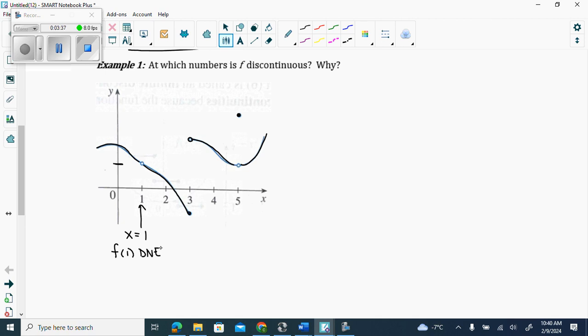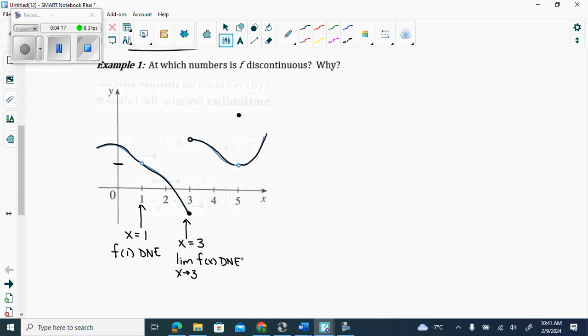Where's the next place it's not continuous? Yeah. 3. Is it because f of 3 doesn't exist? No. F of 3 does exist. It's this dot, correct? Why is it a problem? Why is it not continuous? So the left of 3 approaches some negative number. The right of 3 approaches some positive number. They don't approach the same thing, right? So then x equals 3 is discontinuous because the limit as x approaches 3 of f of x does not exist.